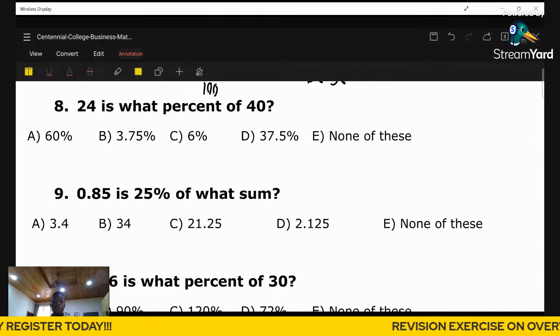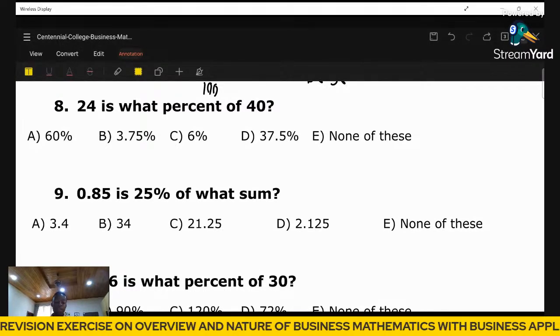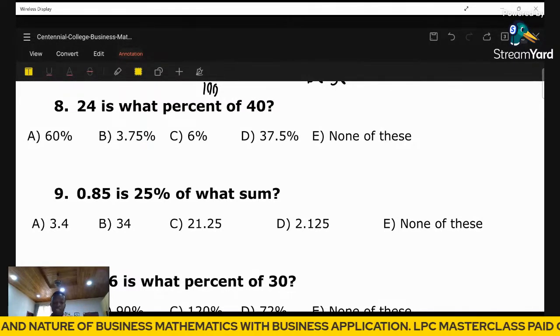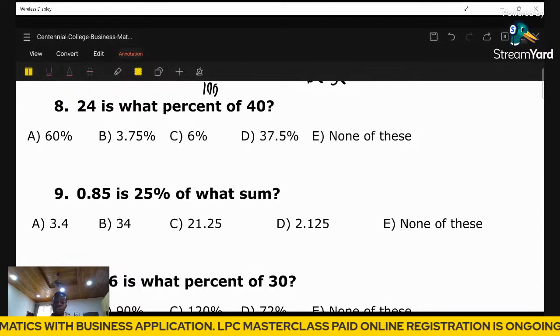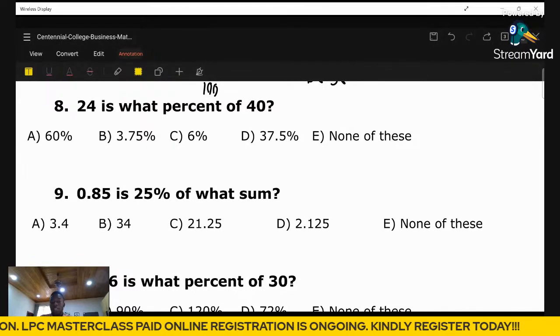It says, 24 is what percentage of 40? So that means 24 was obtained by a percentage application on 40, and we don't know the percentage applied to the number 40. So we are asked to find that. What are you going to do? You represent the percent that we don't know by a variable. So let's say variable X.